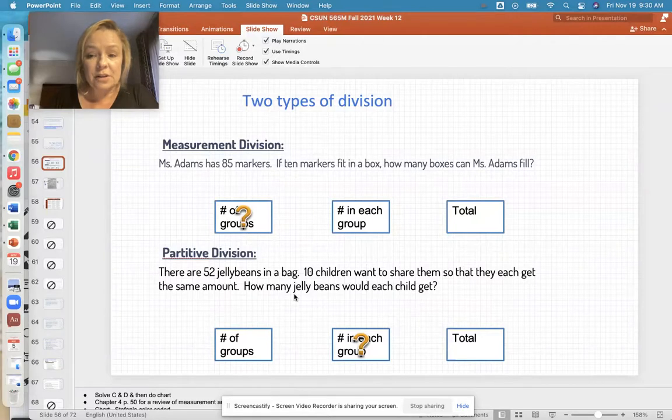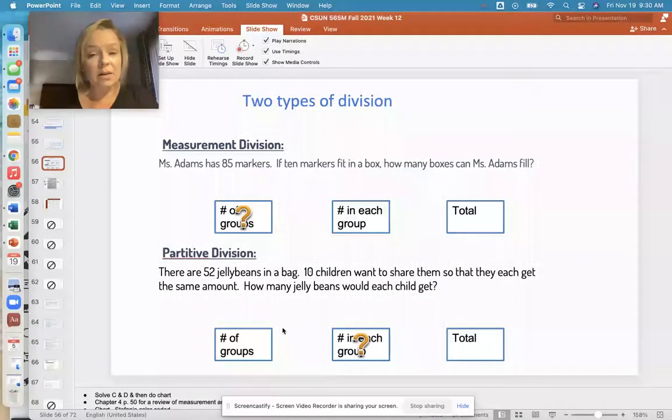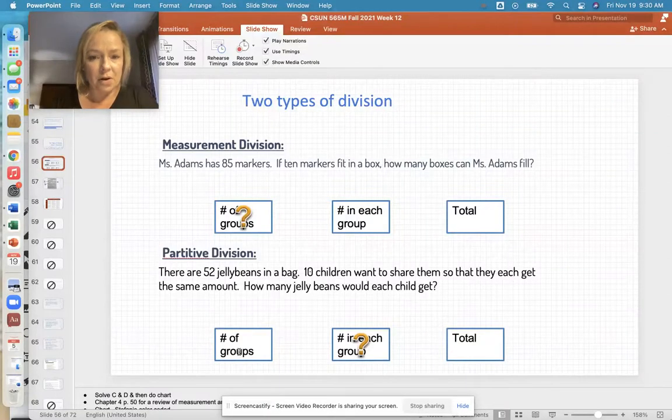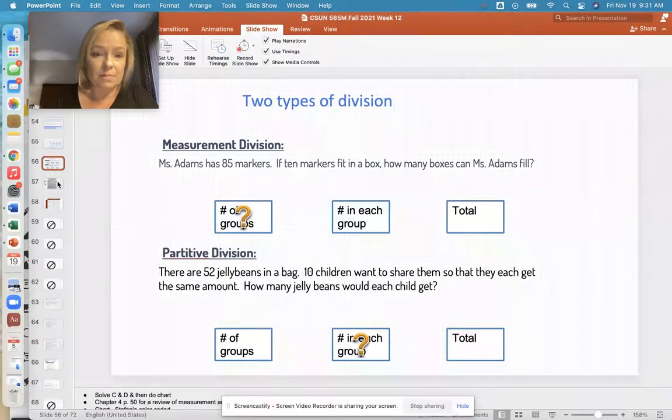That's measurement division. When we think about the jelly bean problem, there are 52 jelly beans in a bag. 10 children want to share them so they each get the same amount. How many jelly beans would each child get? We know how many groups or children there are. There are 10. And we know how many jelly beans there are. There are 52. What we're looking for is the number of jelly beans in each group, the number of parts in each group. That's called partitive division.